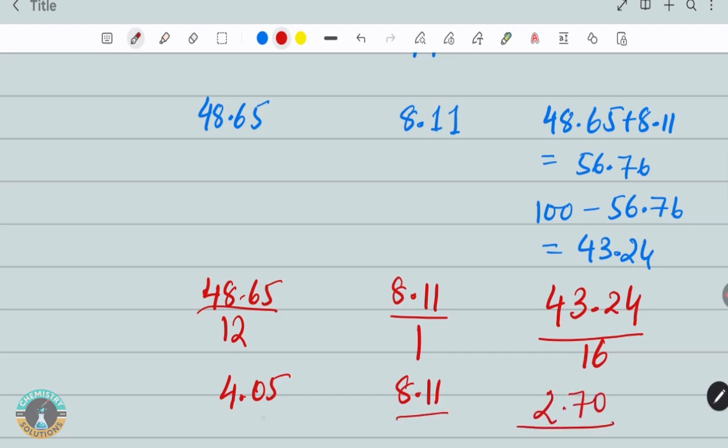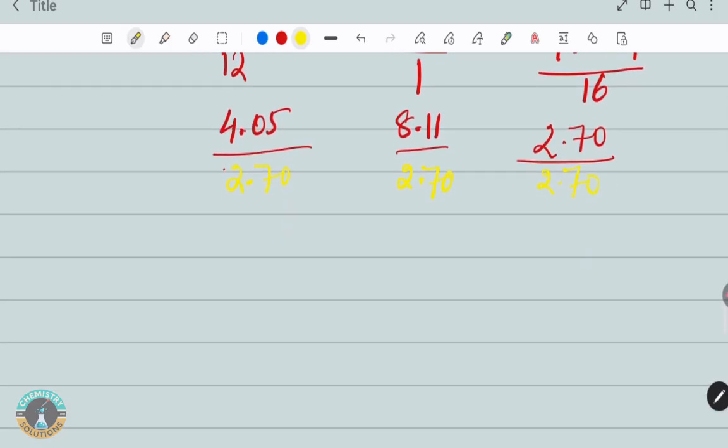So we have to divide all of these values by the least value. If you see, the least value is 2.70. So all the values will be divided by the least value. 4.05 divided by 2.70, the answer is 1.5. 8.11 divided by 2.70, the answer is 3 and 1.